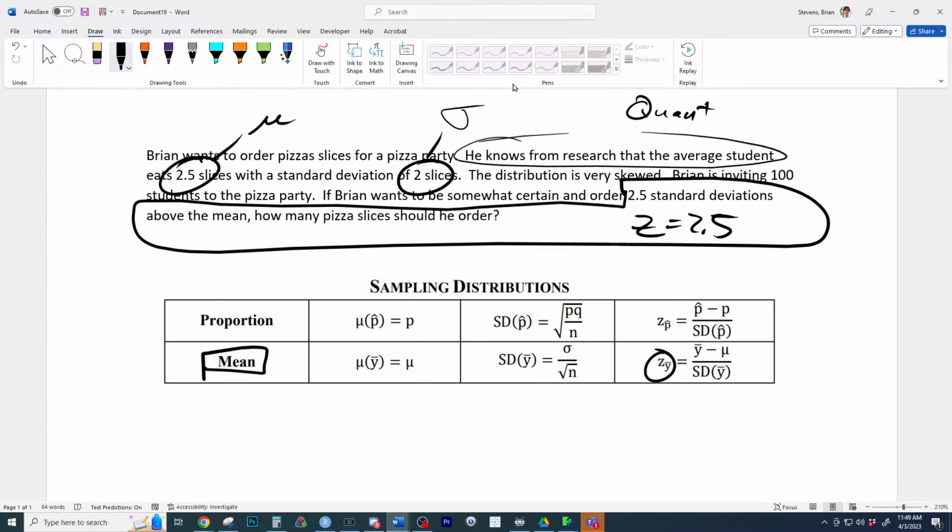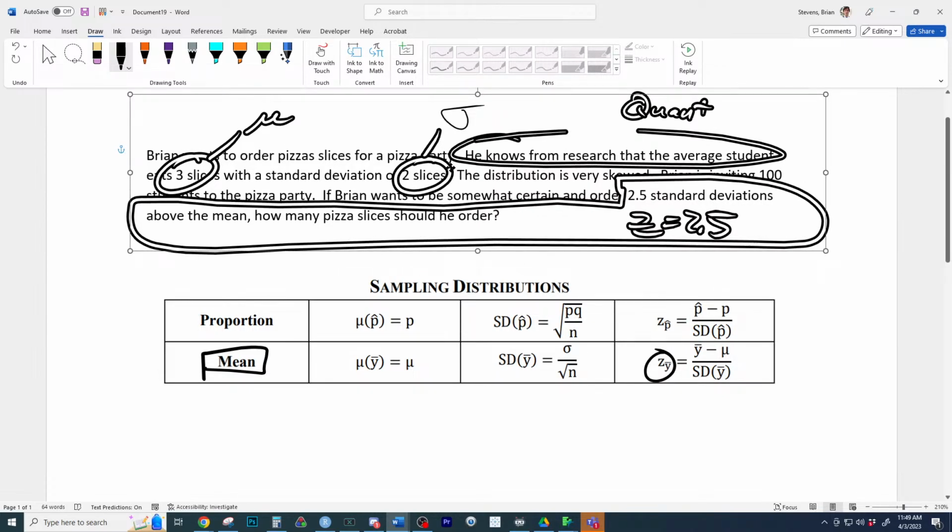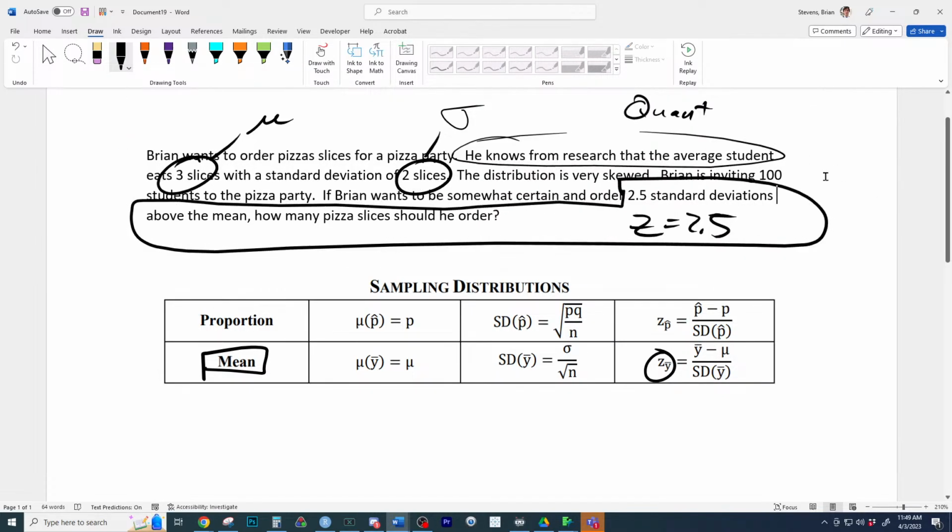So what else do we have right here? Well, let's change this to 3 just to make it easier. Now the numbers are not the same. I don't like using same numbers because that does cause confusion. So we've changed it to 3 slices, and sigma is 2, which is the true standard deviation.